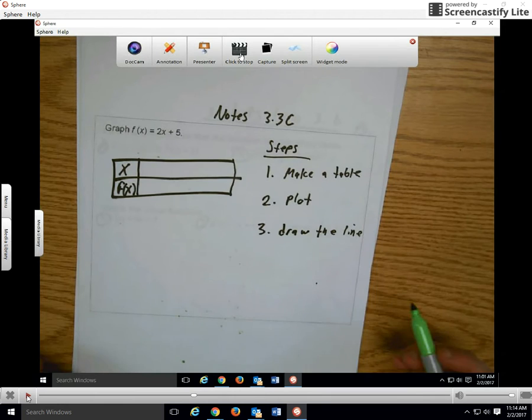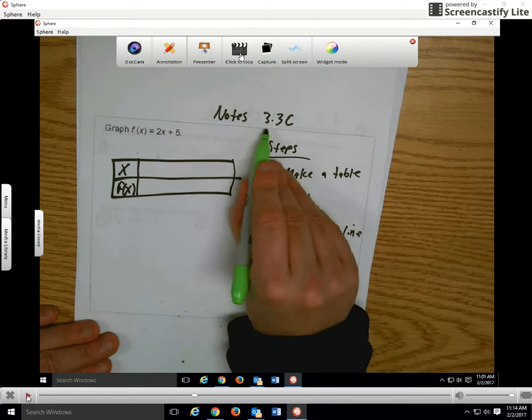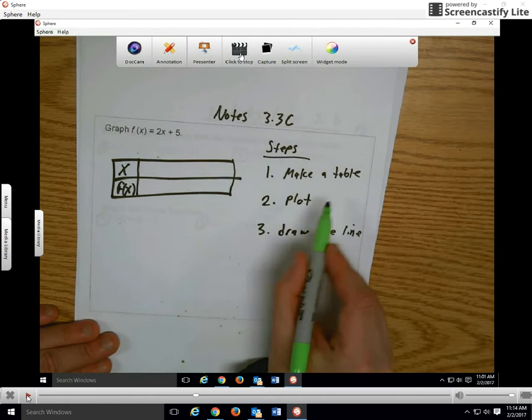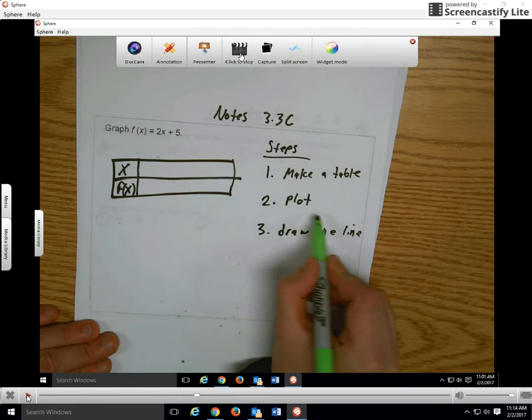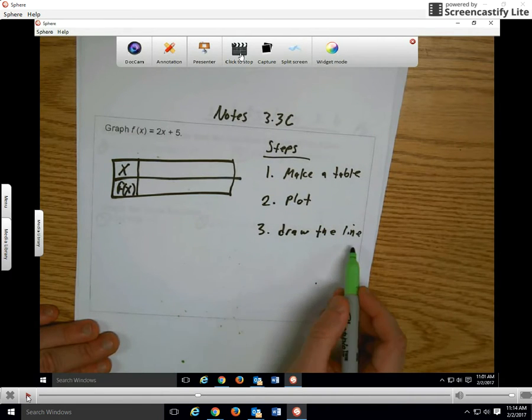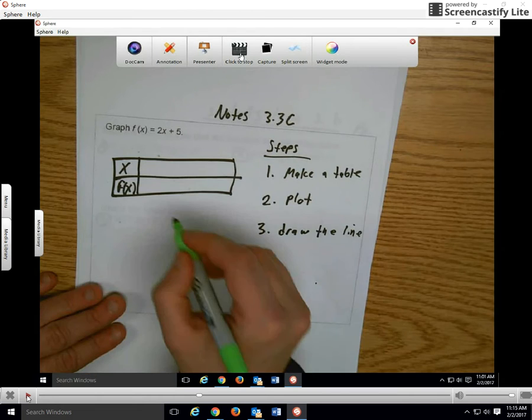Here are the steps. Do write these steps down in your notes 3.3c. First step is make a table. Second step is to plot. And the third step is to draw the line, or graph it, if you will. So let's make our table.